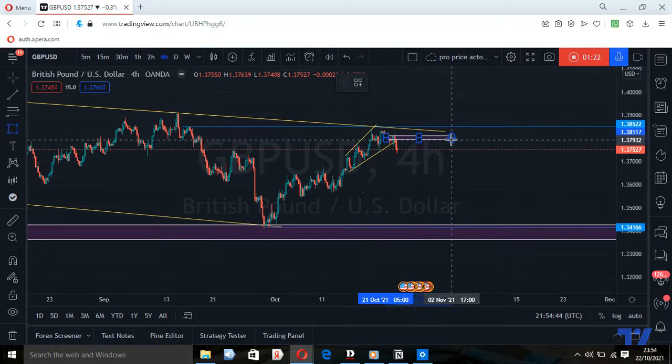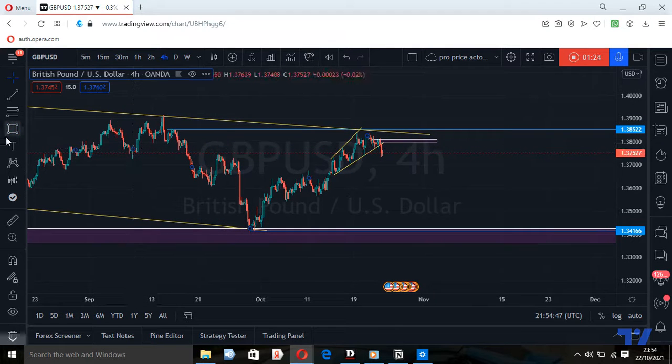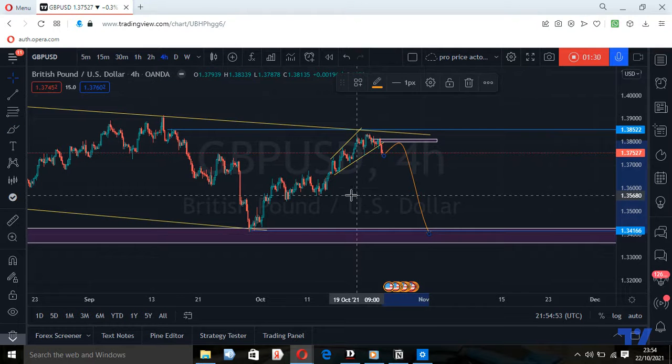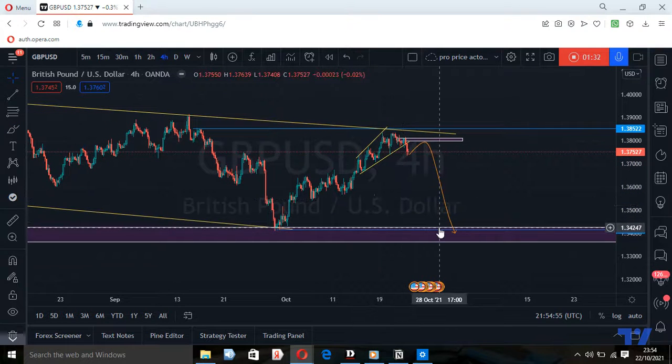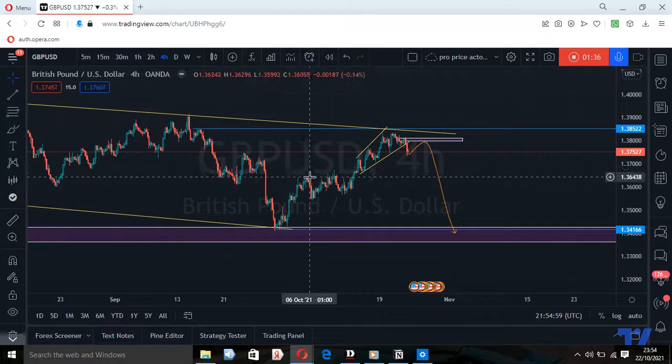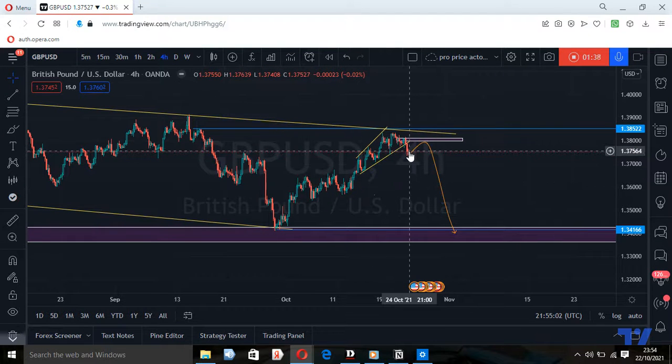So what I'm going to do now, I'm anticipating to take a sell if the market could ever retrace to this level. I'm going to take a sell to this position until I reach this level. I don't rush things, but I'm going to wait patiently. Maybe next week on Tuesday, I'm going to take this trade.